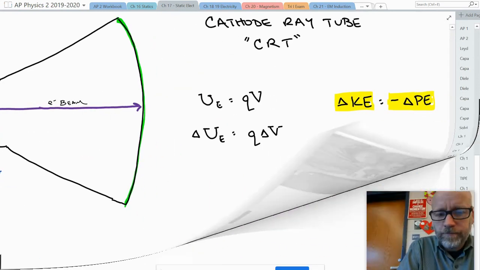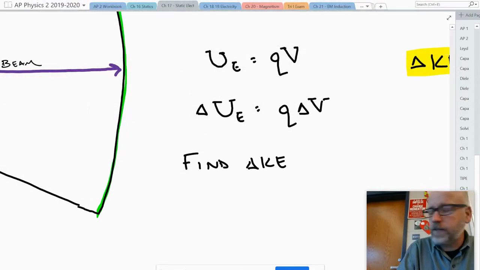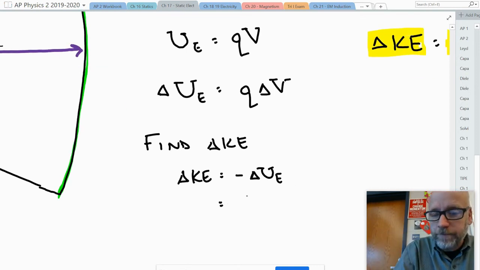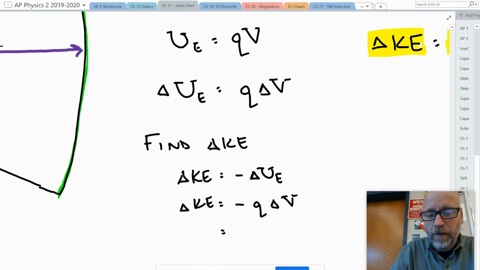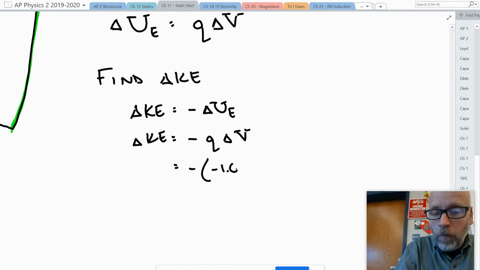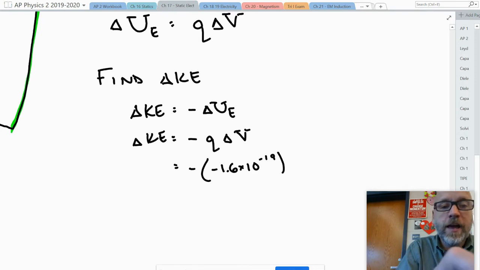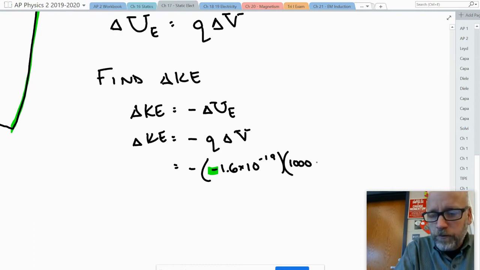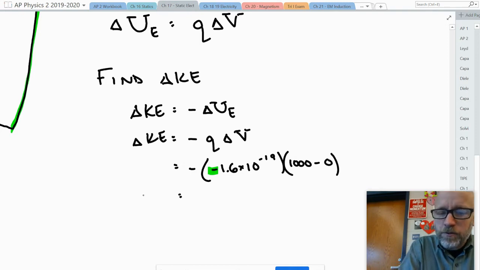I want to go ahead and find the change in kinetic energy. Now, that change in kinetic energy is going to be equal to the negative change in the potential energy. So sign-wise, I'm going to have a negative sign, Q delta V. Now, the charge is going to be negative 1.6 times 10 to the negative 19 coulombs. It's negative because it's an electron. Now, my change in voltage, it went from 0 to 1,000. So 1,000 was the final voltage minus 0. And see what happens to those two negative signs? The change in kinetic energy gives me 1.6 times 10 to the minus 16 joules.